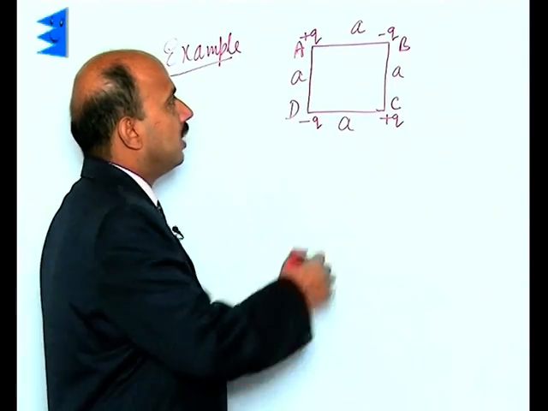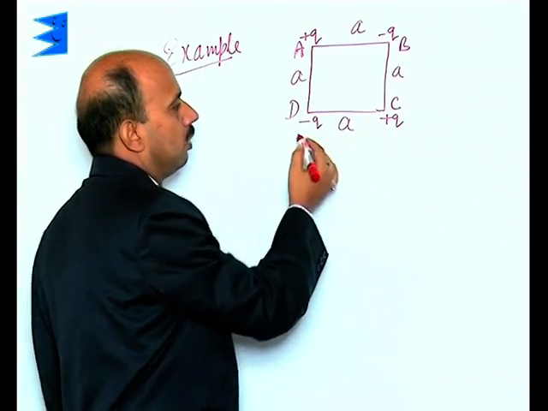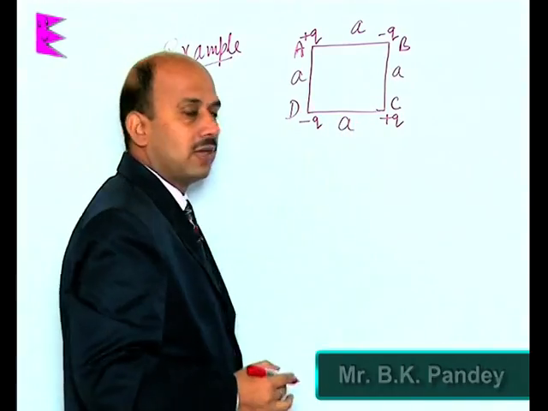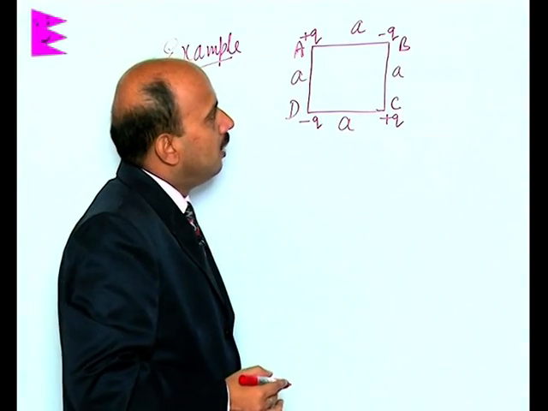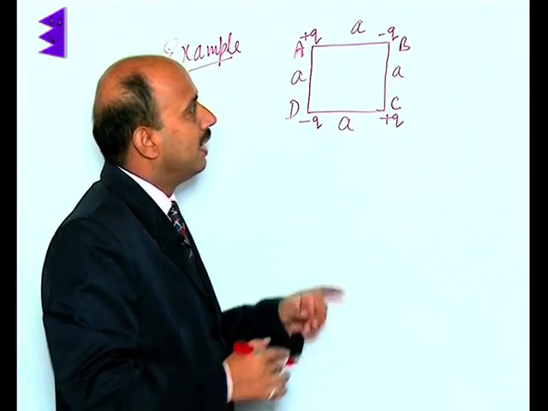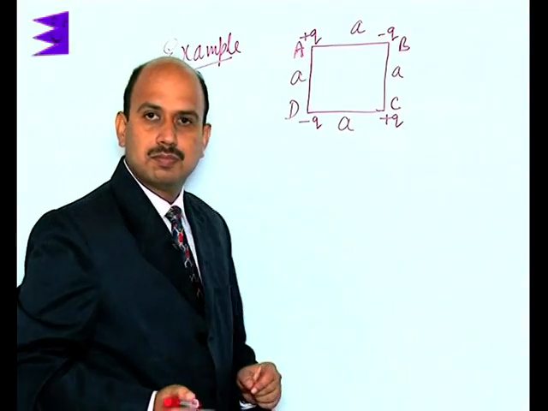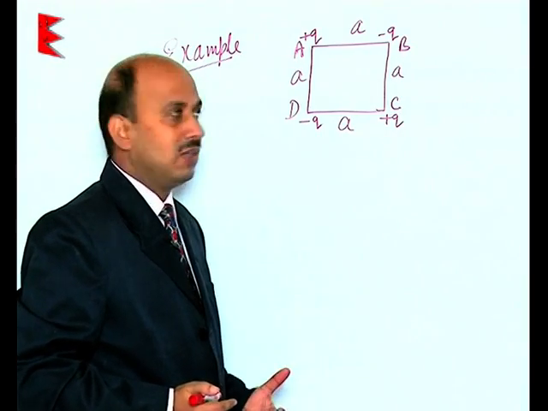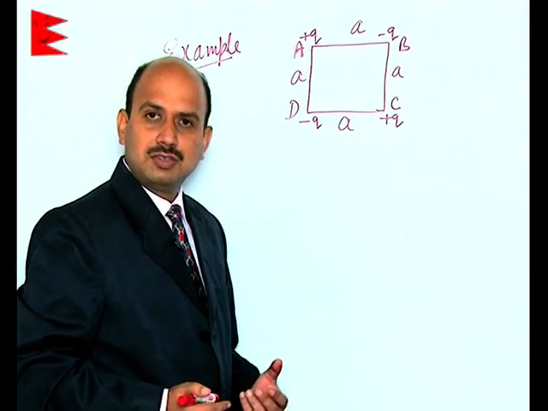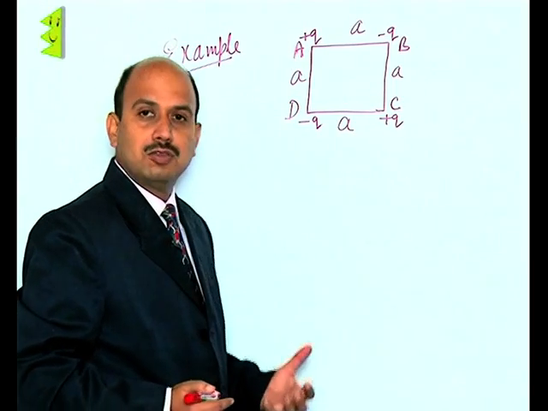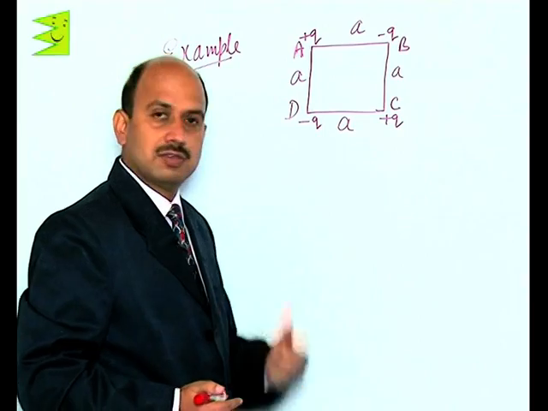Now see here, 4 charges plus q, minus q, plus q and minus q are placed at the 4 corners of a square of side A. We have to calculate the potential energy, or you can say the work required to arrange these charges in this system. Or we can say the electrostatic potential energy of the system of these charges, that is the same thing. So, you just have to calculate the potential energy of the system of these 4 charges.